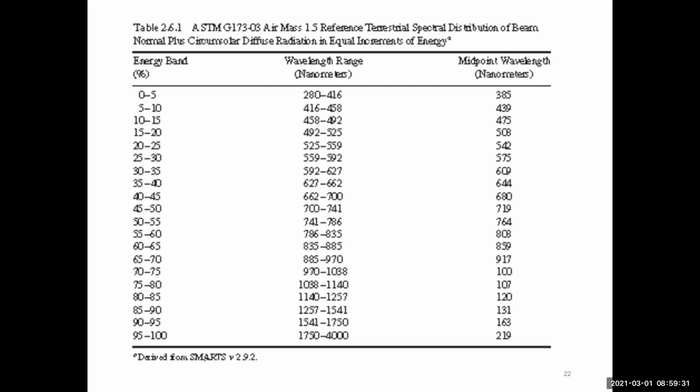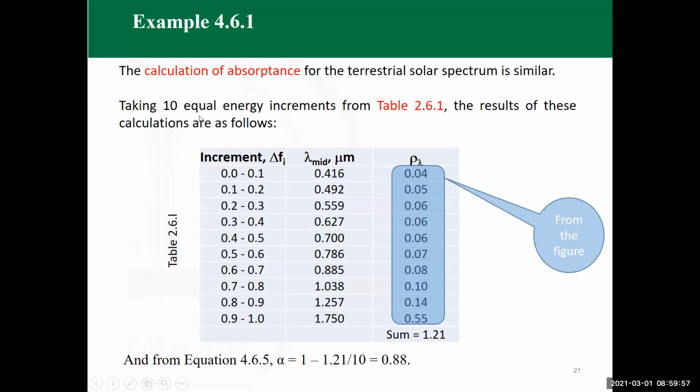And here it's making it a little bit easier for us, because this is the increments of the energy from 0 to 5%, 5 to 10%, 10 to 15%, up to 100%. And the corresponding wavelength, so it's not given as a wavelength into temperature, just the wavelength right away is given. So for this case, it depends on how many increments you need to do. As you can see here, we selected to make it an increment of 0.1, from 0 to 0.1, from 0.1 to 0.2, from 0.2 to 0.3, and so on, up to from 0.9 to 1.